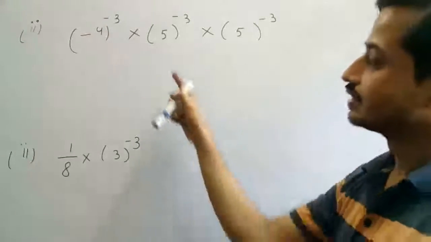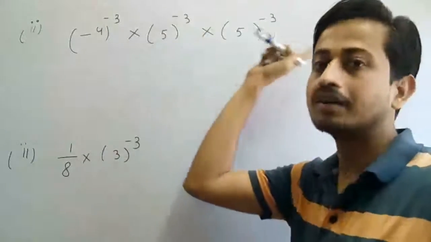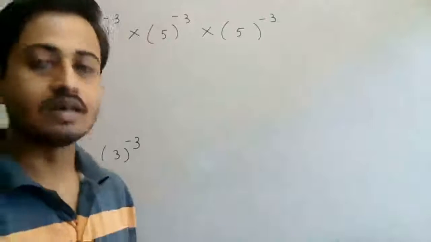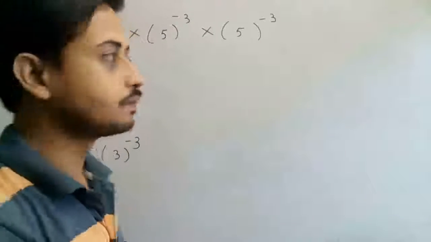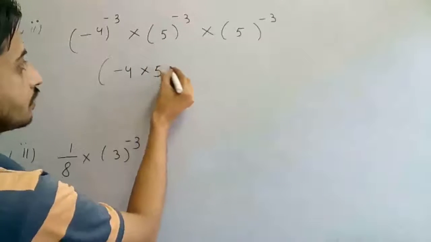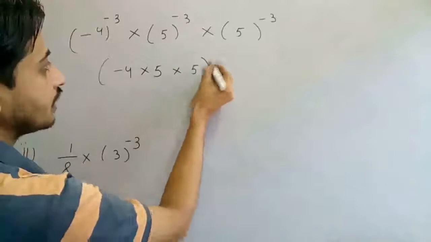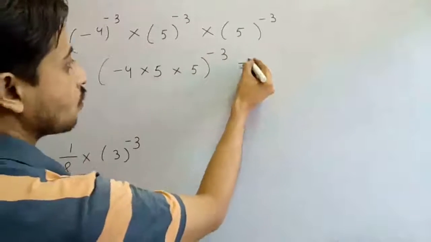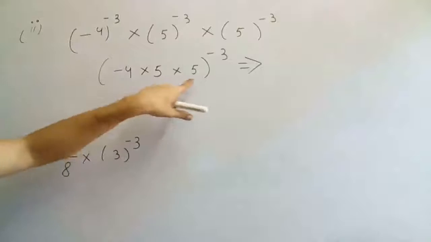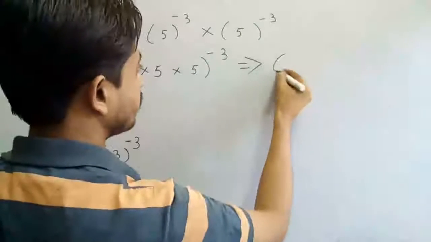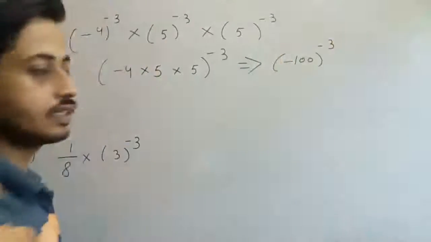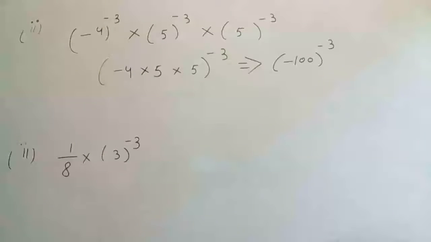This is very simple. So in this one, the exponents are different but the powers are the same and the terms are in multiplication. So what's the answer? Exponents get multiplied. So this is minus 4 multiply 5 multiply 5 and the power remains same. Now what's the answer? Minus 4 into 5 is 20, and 20 into 5 is 100. So we get minus 100 raised to the power minus 3. Please make a note.